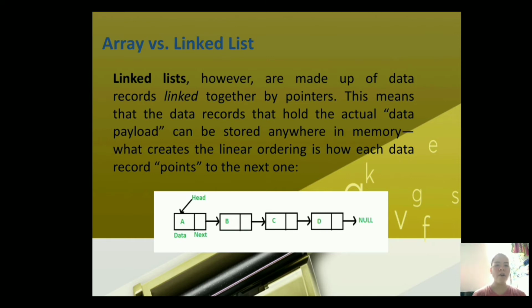Linked lists, however, are made up of data records linked together by pointers. This means that the data records that hold the actual data payload can be stored anywhere in memory. What creates the linear ordering is how each data record points to the next one. So linked list is basically a linear data structure in which the elements are not stored in contiguous memory locations, which means that they can be scattered anywhere in the memory but still function properly. So I have here a simple structure of a linked list. Jaden already discussed it, so let's go to the next one.